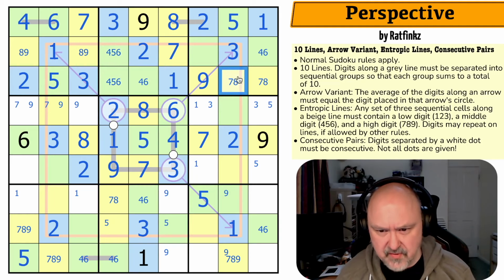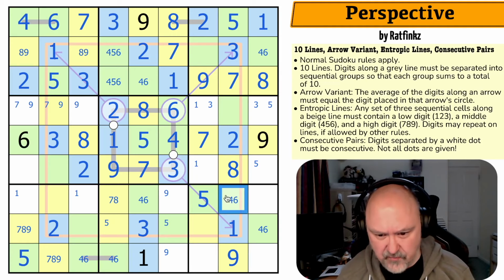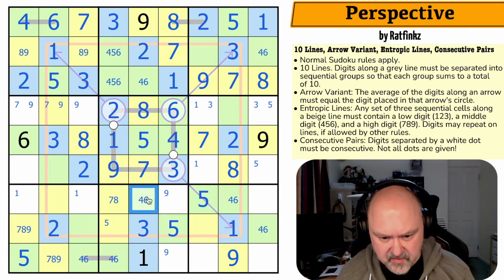This is a 7 or an 8. This is an 8 because it sees a 7 and a 9. So that's the 7, that's the 8. That looks down, making that the 9. This is not the 9. This is a 4 or a 6, giving me a 4, 6 pair. This is the 5 because of the 4, 6 pair.